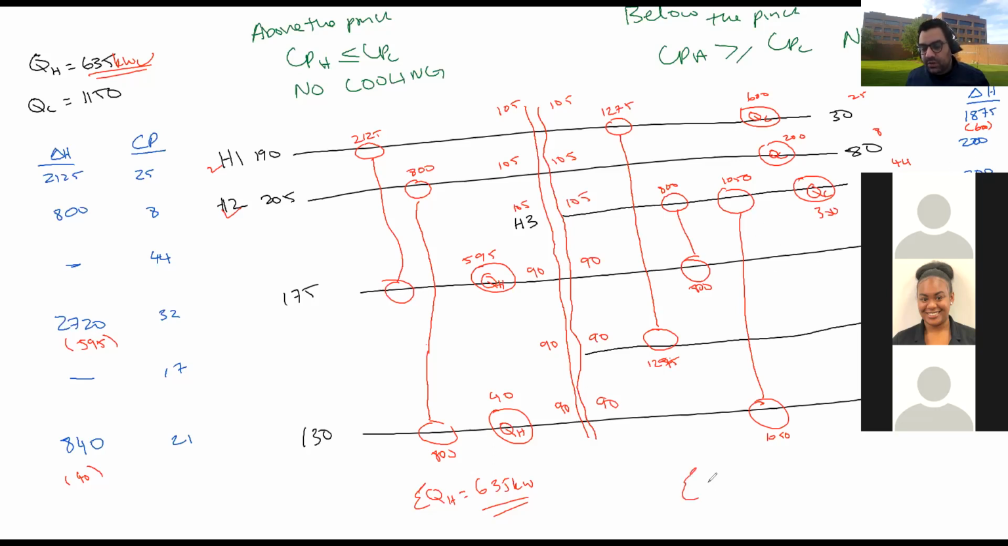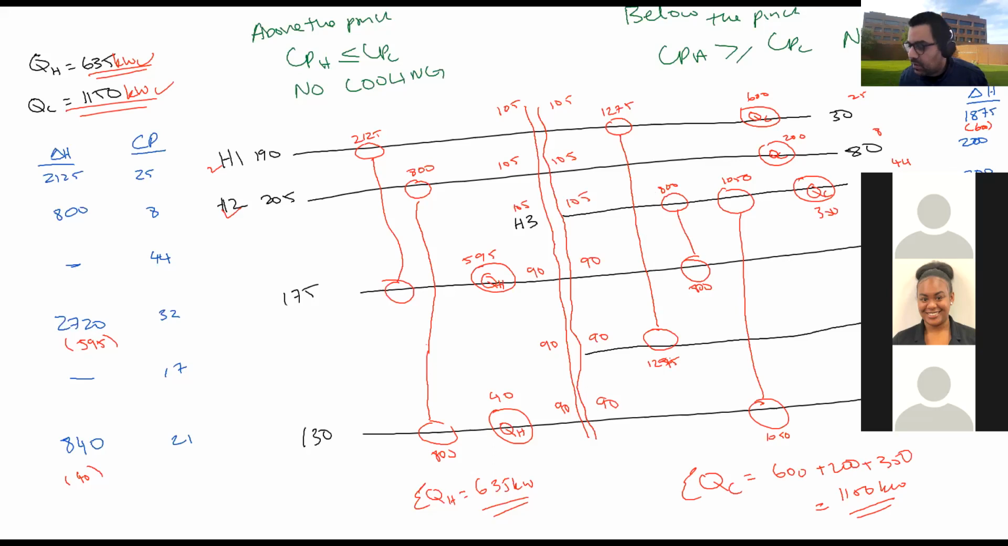And let's double check our answers. So summation of QC, 600 plus 200 plus 350, this will be equal to 1150 kilowatts, which is the same number we got from our cascade diagram. So this connection or this system is valid below the pinch. So this network is the optimum network.